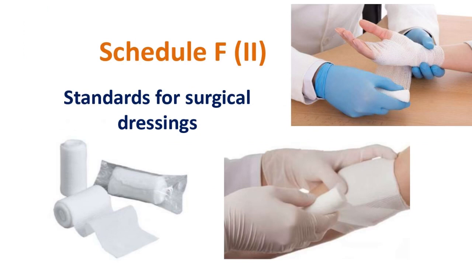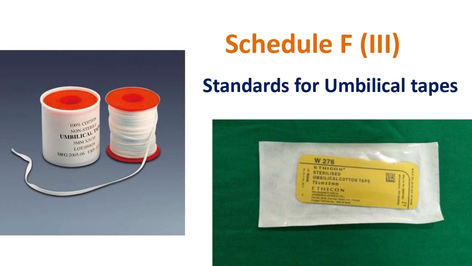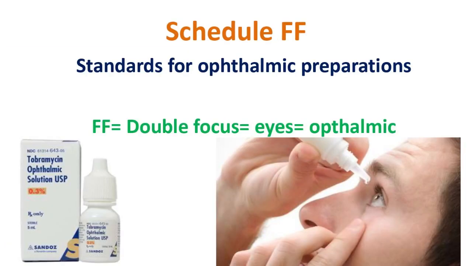Schedule F2, it consists of standards for surgical dressings. Schedule F3, it consists of standards of umbilical tapes. And Schedule FF, it consists of standards for ophthalmic preparations. How can you memorize this one? FF means double focus, which means eyes, and that is equal to ophthalmic preparations, that is standards for ophthalmic preparations.